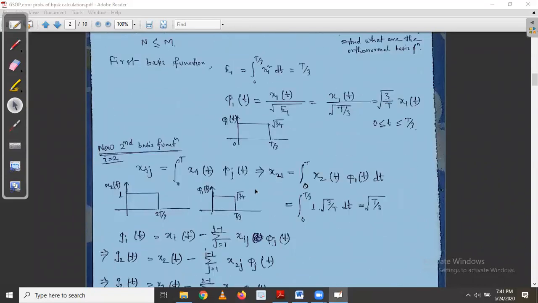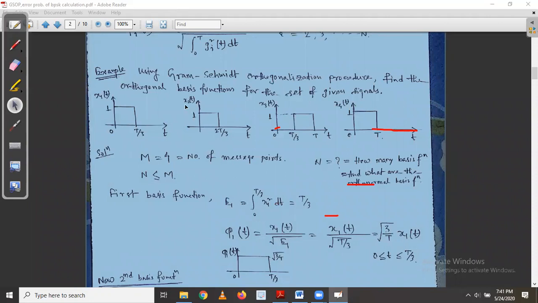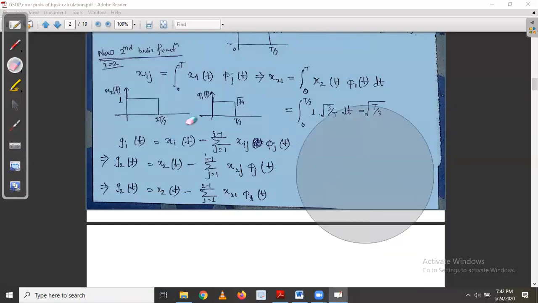Sorry, once again, this phi 1 depends upon 0 to T by 3. In the range of 0 to T by 3, this phi 1 value is this one, so I put it here. In 0 to T by 3, the x2 value is also 1. This is 2T by 3, so somewhere here it will be T by 3. So 0 to T by 3, x2 value is also 1. That is why this 1 is coming and this value is coming.